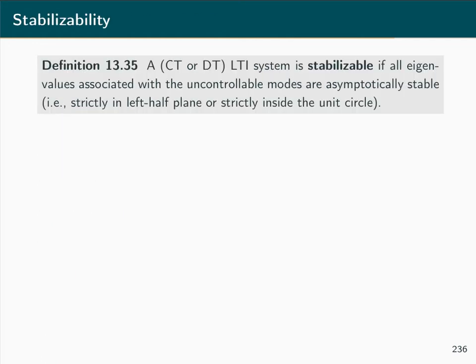Based on the Hautus lemma, we are now in a position to define and actually check the concept of stabilizability for linear systems. So, a continuous time or discrete time LTI system is called stabilizable if all eigenvalues associated with the uncontrollable modes are asymptotically stable, meaning strictly in the left half plane for continuous time systems or strictly inside the unit circle for discrete time systems.